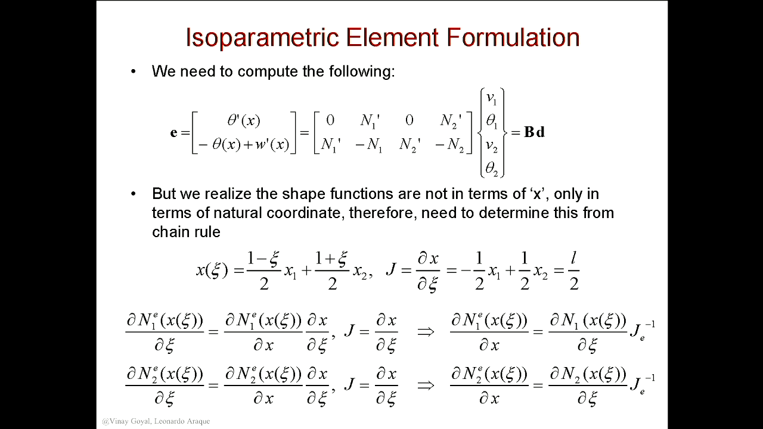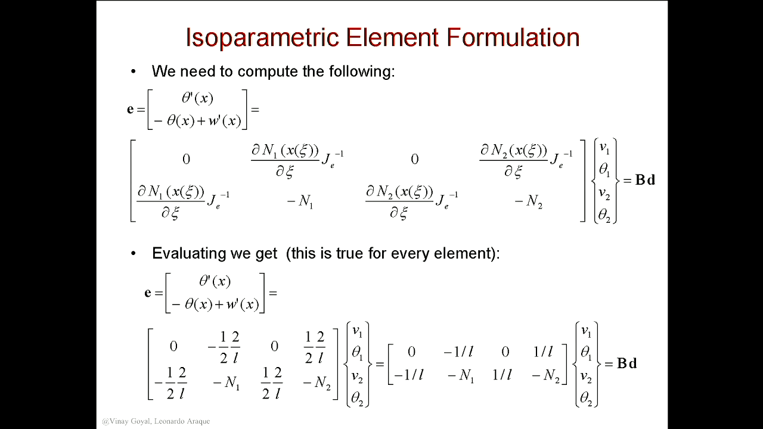So now I have to figure out how to do that. So I'll use the chain rule. We covered that chain rule, right? Remember? And the chain rule allows me to calculate this. Even though N depends on ξ, I can actually calculate the derivative of N with respect to x by doing the chain rule. And we already covered the derivative of x with respect to ξ for a linear interpolation, but we call this J, basically. So if I know this J, I can solve for this term, and so I get this times 1 over J. And that's what you see here for the first shape function and for the second shape function.